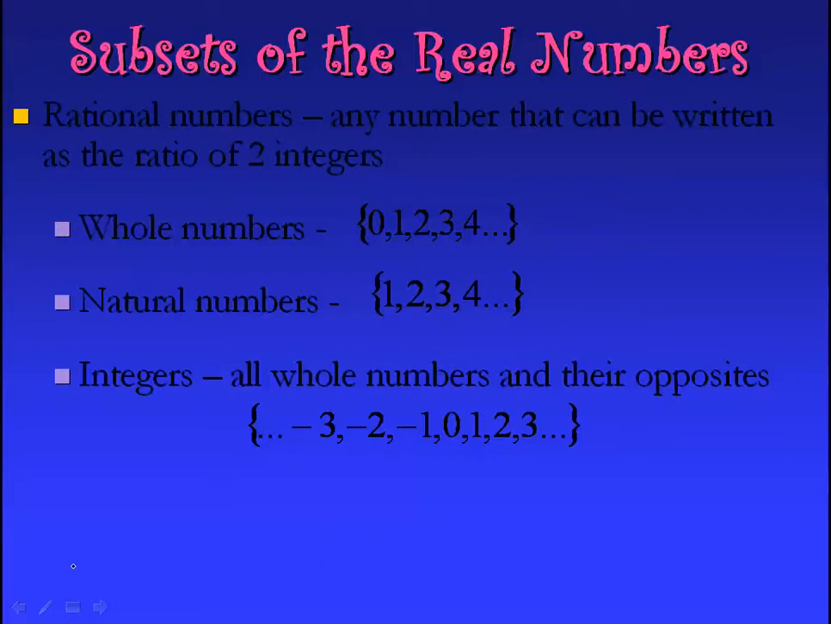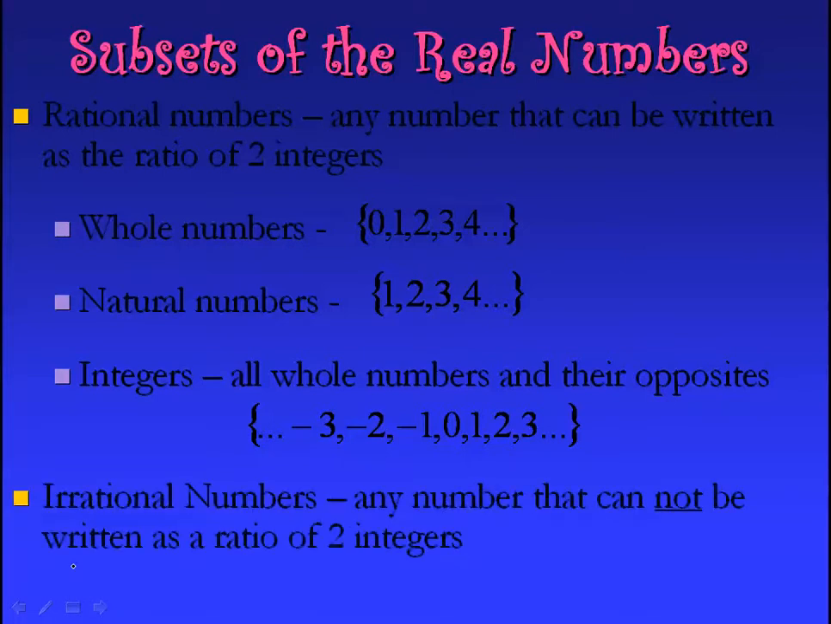So a rational number can be a fraction. A rational number can be a whole number. It can be a natural number. It can be an integer. If a number is not a rational number, it is what we call an irrational number. An irrational number is any number that cannot be written as a ratio of two integers. There's basically one kind of number that we know of that cannot be written as a ratio of two integers, and that's our non-terminating, non-repeating decimals.